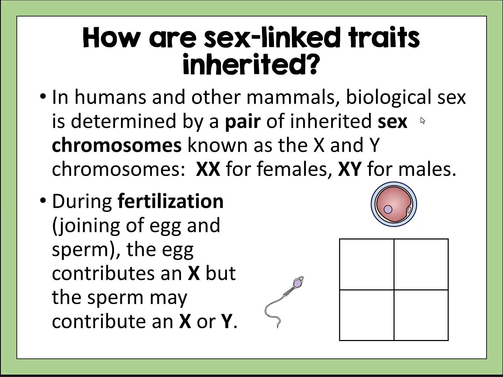During fertilization, which is the joining of eggs and sperm, an egg cell and a sperm cell, the egg contributes an X because all females are contributing X chromosomes in their egg cells. The sperm may contribute an X or a Y because it has both. And keep in mind as we discuss this that this is a very simplified view of biological sex. Even when we're discussing biological sex and not gender, there can be some variations, but this is the simplest way to discuss it.